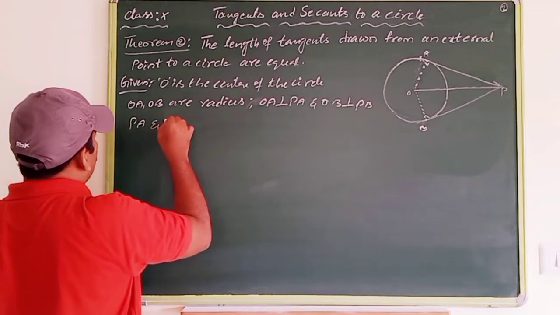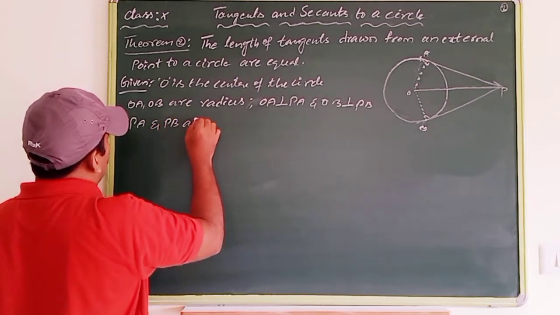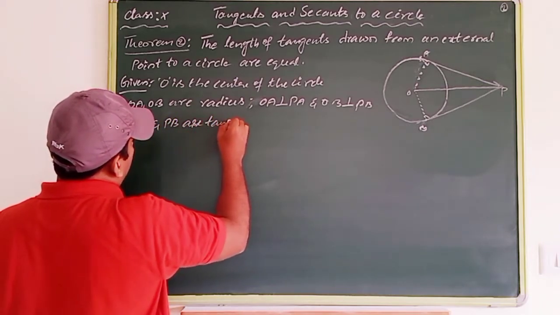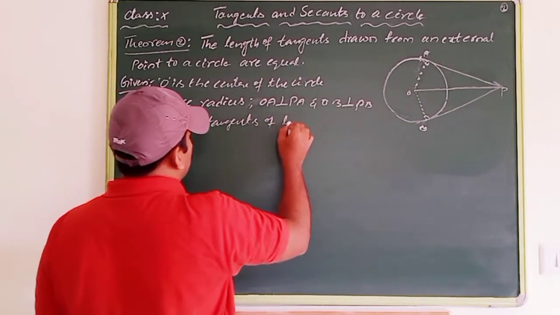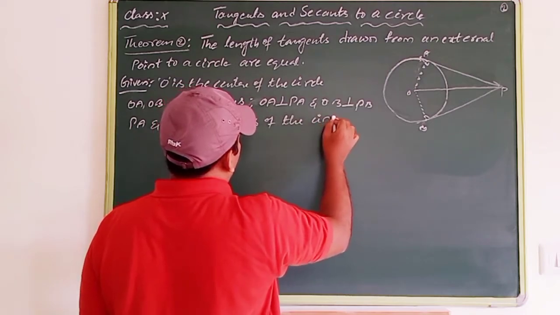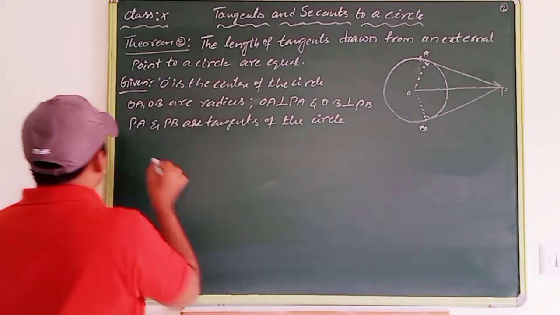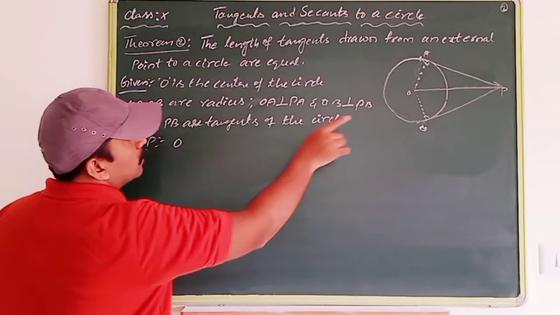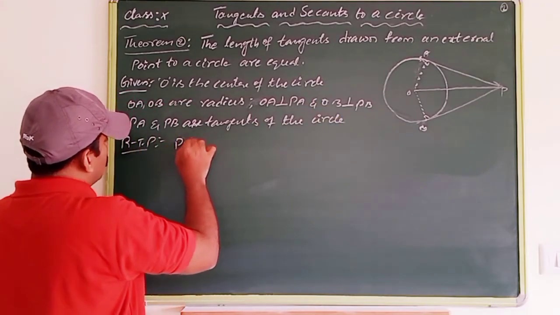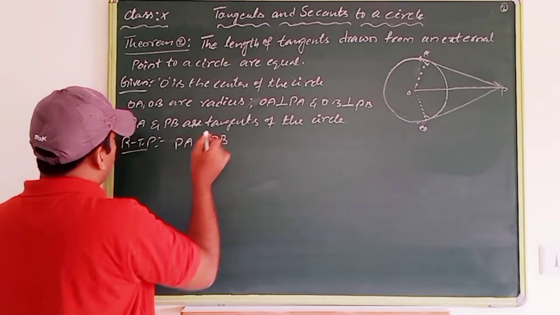What are PA and PB here? Tangents. PA and PB are tangents of the circle. Okay, so these are the points we have taken. Next, required to prove. What we have to prove? This PA is equal to PB. PA equal to PB. Prove.